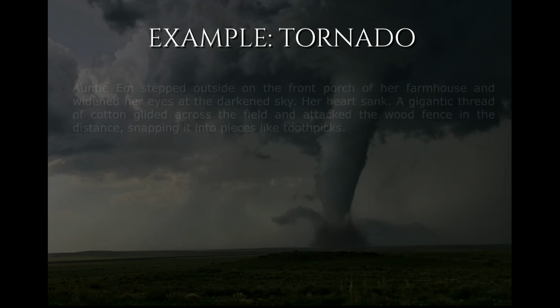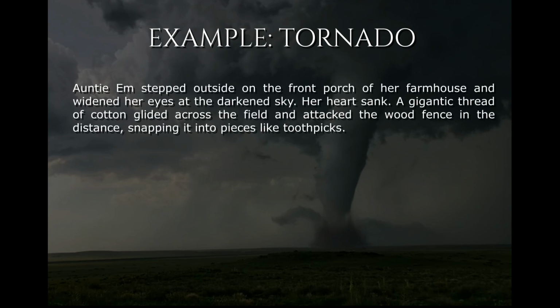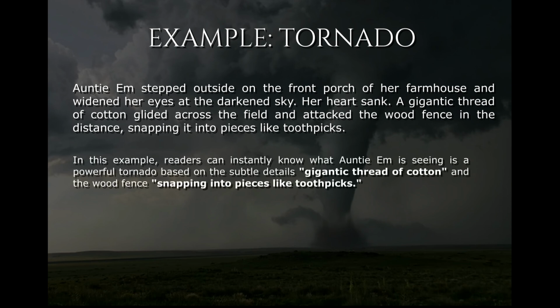Auntie M stepped outside on the front porch of her farmhouse and widened her eyes at the darkened sky. Her heart sank. A gigantic thread of cotton glided across the field and attacked the wood fence in the distance, snapping it into pieces like toothpicks. In this example, readers can instantly know what Auntie M is seeing is a powerful tornado based on the subtle details: gigantic thread of cotton and the wood fence snapping into pieces like toothpicks.